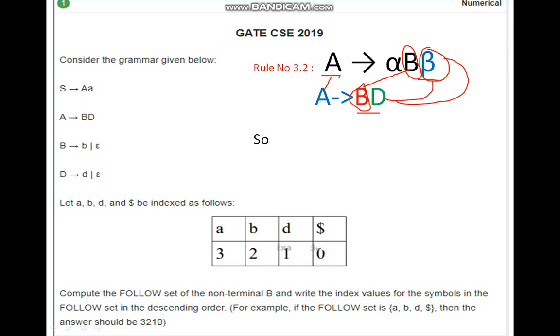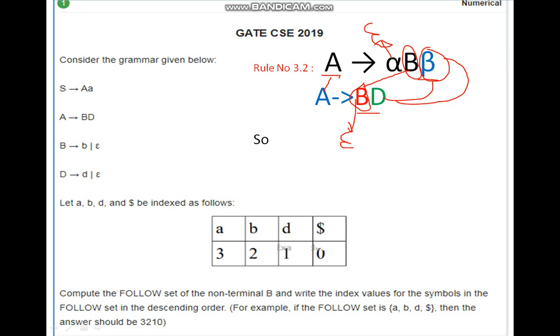Okay, this is D. And what is alpha? Alpha is useless here. Always keep in mind alpha is useless. Alpha would be epsilon, because before B we have nothing here, so alpha would be epsilon.